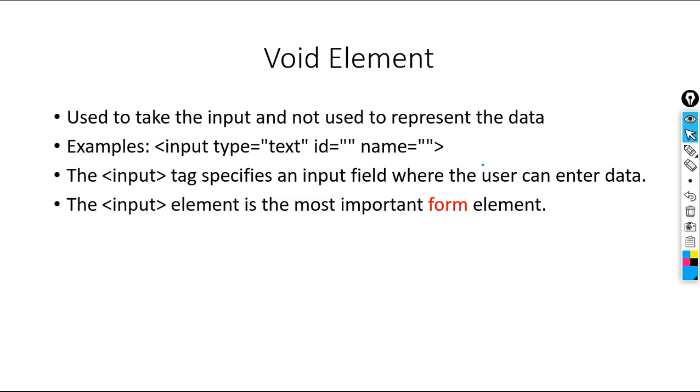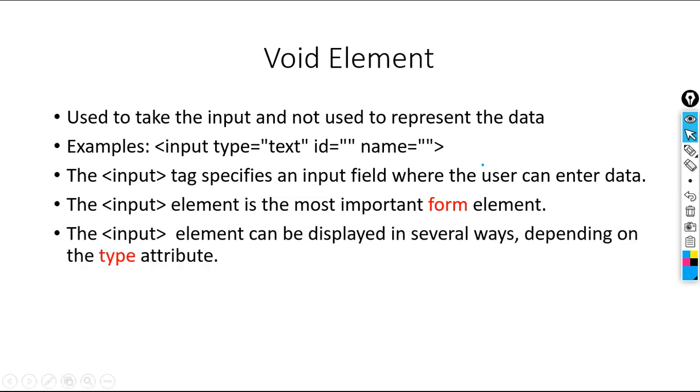Just now we have learned in form tag we have different input elements to accept users data. Now, the input element can be displayed in several ways depending on the type attribute which we are using. Just now we have seen one example with radio and checkbox, correct? Input type is equals to radio, input type is equals to checkbox. Like that, with the help of type attribute, we can display input element in several ways.